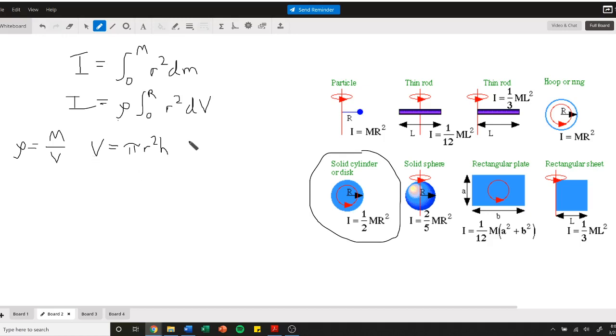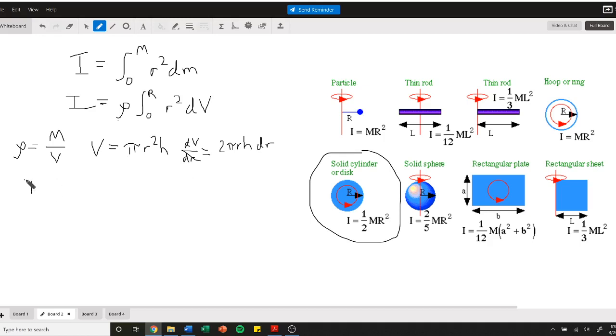And if we do dV/dr, we get 2 pi r h. We can move that dr to the other side, and we now have our dV. So we've got our rho, and we've got our dV that we can plug in here. Just the area of a circle times the height, and taking the radial derivative.